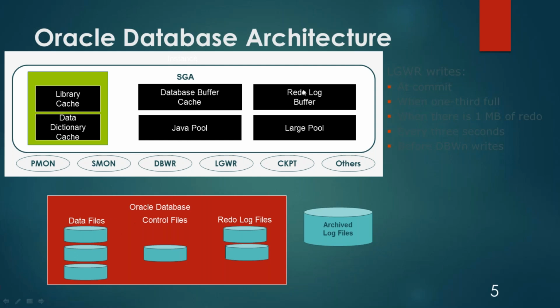Now a copy of that data will be written to the redo log buffer where all the changes will be present. All those changes, say for example insert, update, delete, will come over to the redo log buffer. From the redo log buffer, the data gets recorded into the redo log file using the log writer process. This log writer process is responsible for writing the data from the redo log buffer to the redo log file. There are various conditions at which log writer writes the data from the redo log buffer to the redo log file, like every 3 seconds, or before the database writer process writes, or at every commit.